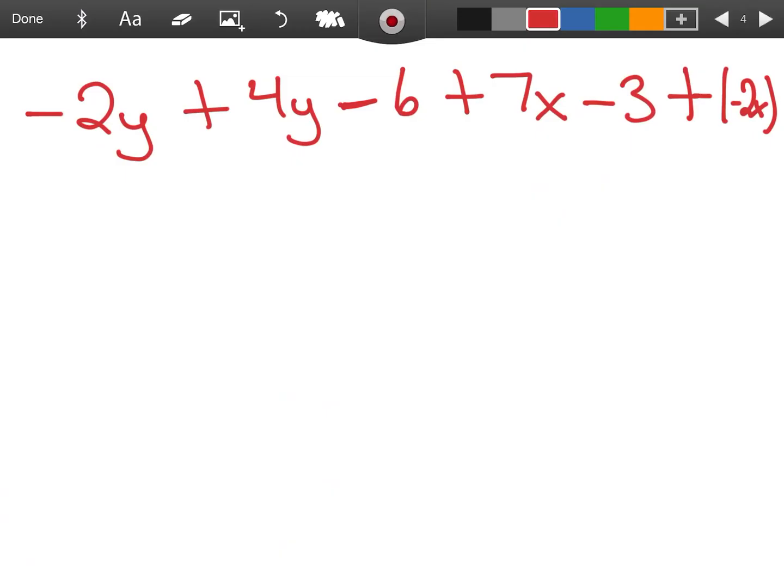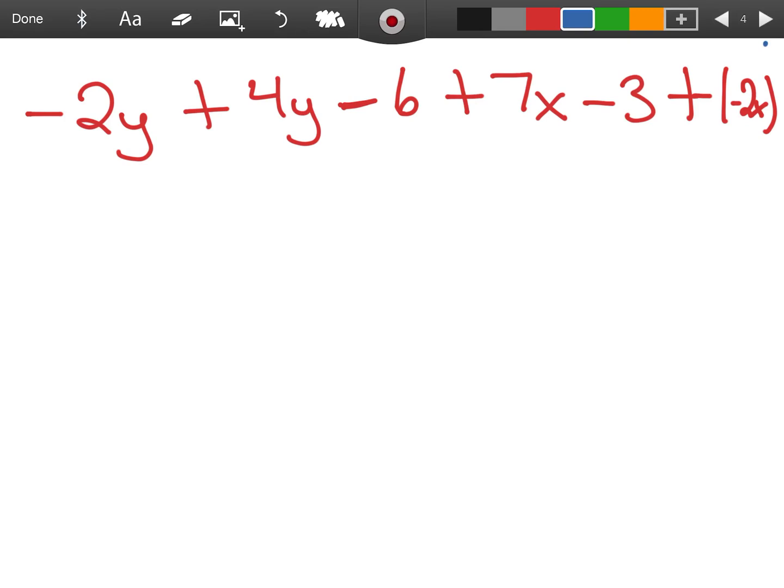In this video, we are going to combine like terms that have multiple variables and multiple operations. So if you look at this expression, it says negative 2y plus 4y minus 6 plus 7x minus 3 plus negative 2x.